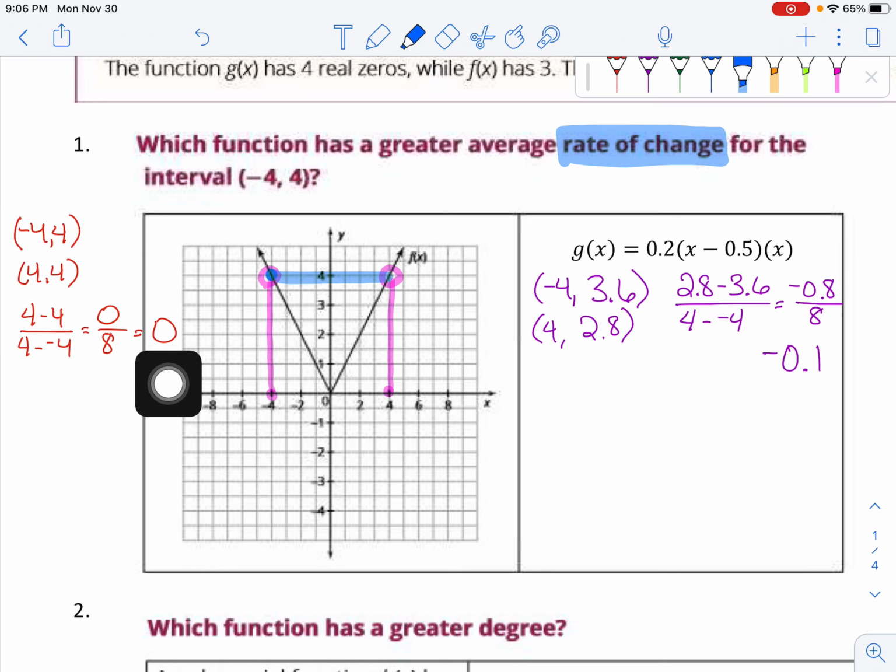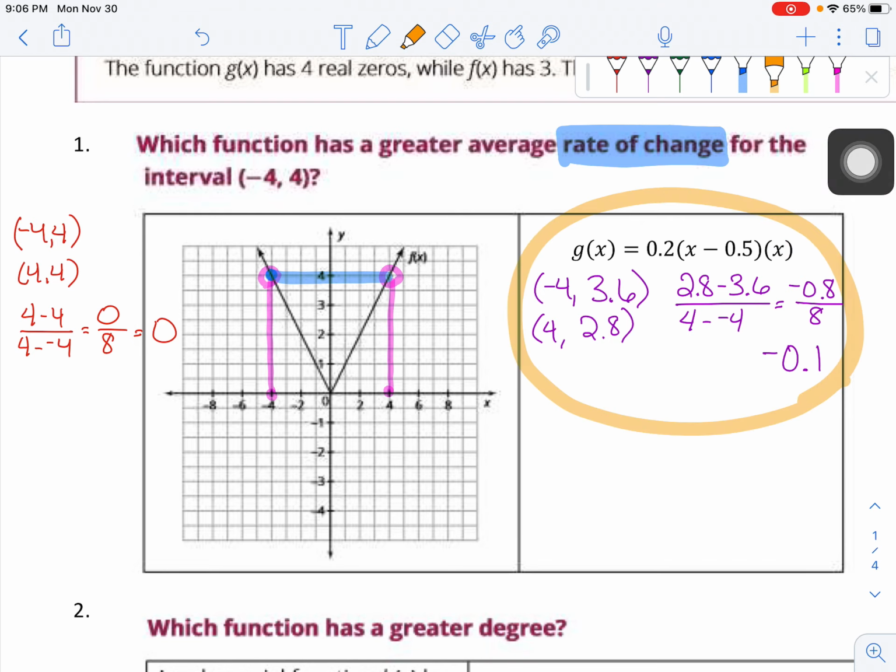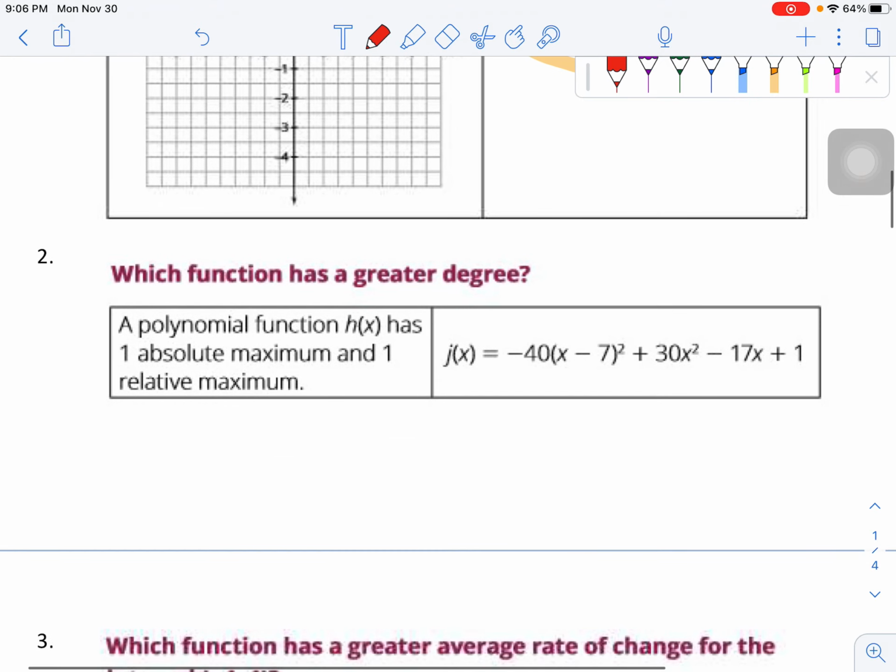In example f of x here, there is no change. And in g of x, there is change. So this is actually the greater average rate of change. Even though it's negative, that's okay. So I'm just going to go ahead and circle that up and say g of x has the greater average rate of change. All right, I'm going to slide on down to the next equation here, next little problem.